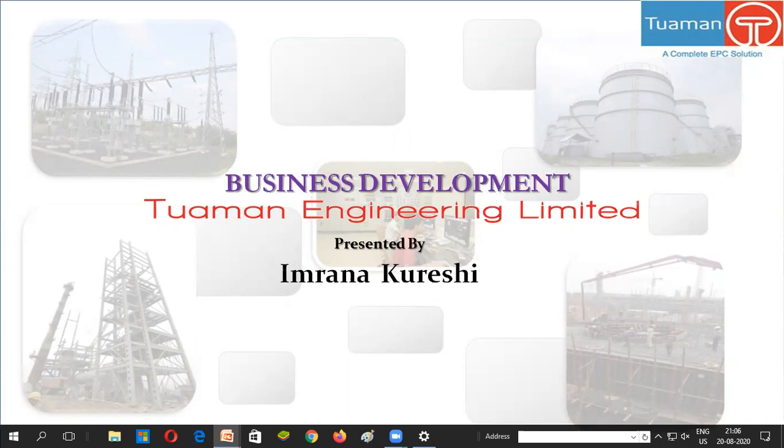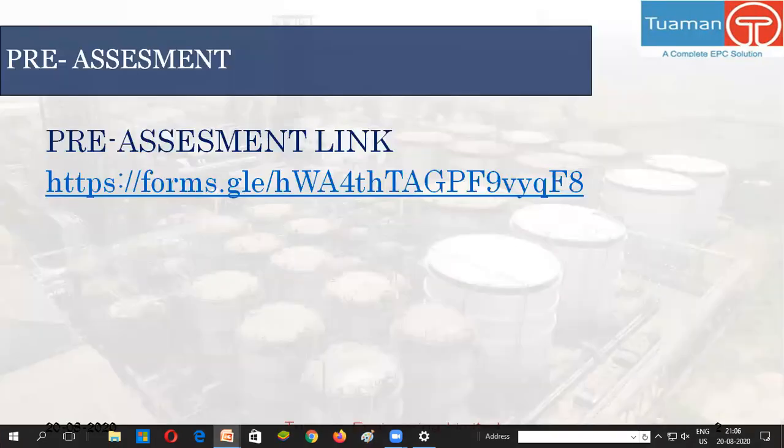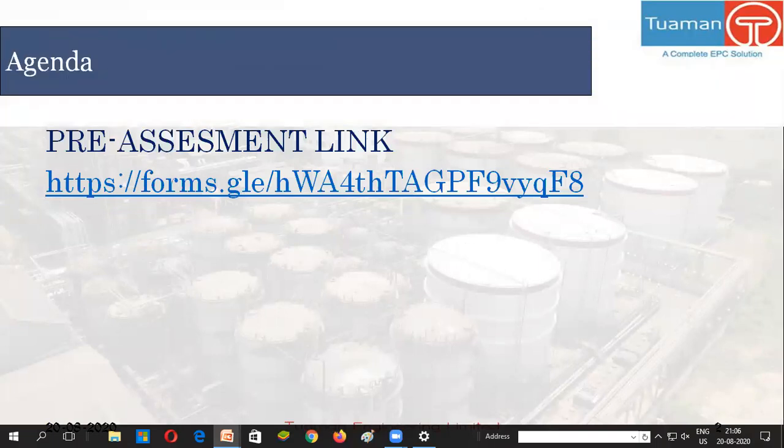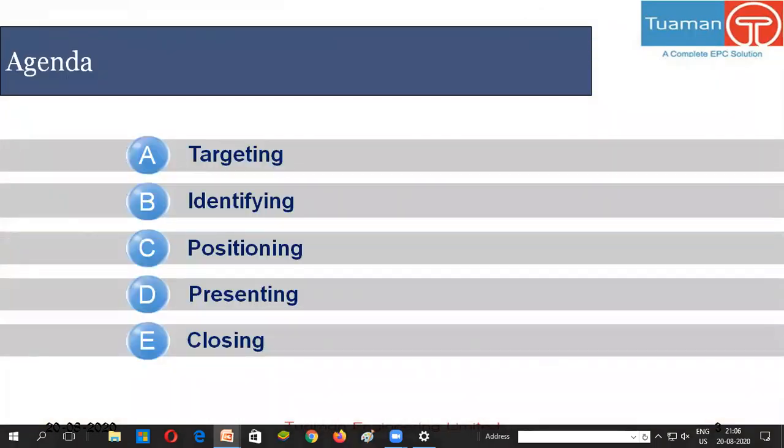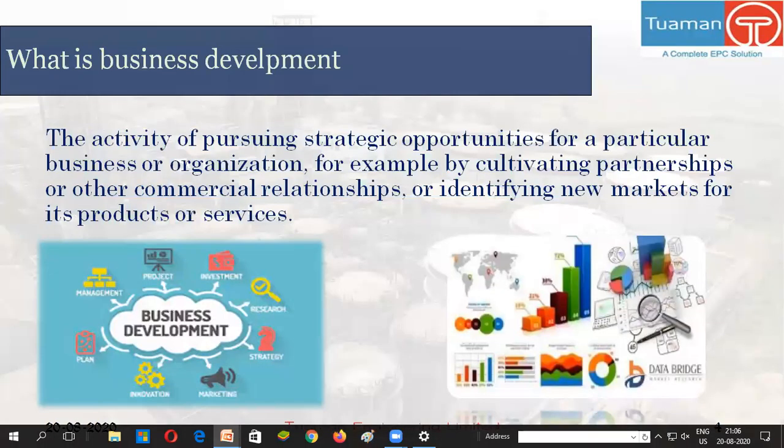Today we are going to discuss business development. This is our pre-assessment. This is our agenda: targeting, identifying, positioning, presenting, closing. Okay, what is business development? Business activity of pursuing strategy opportunities for a particular business or organization.